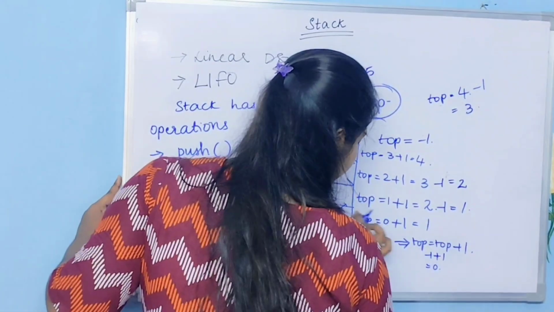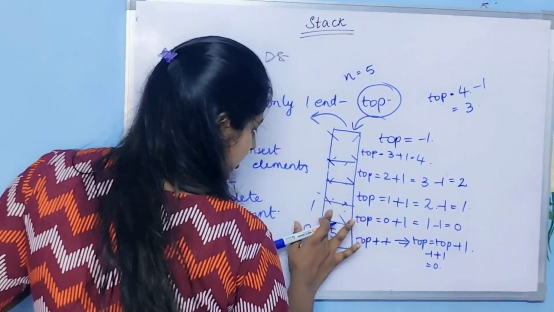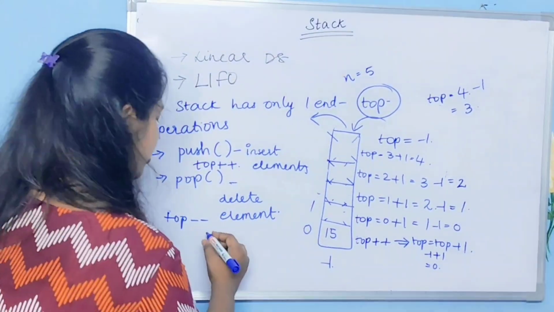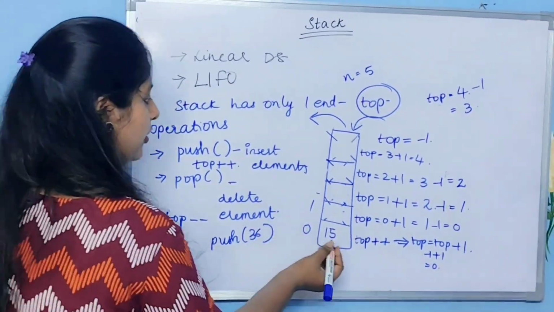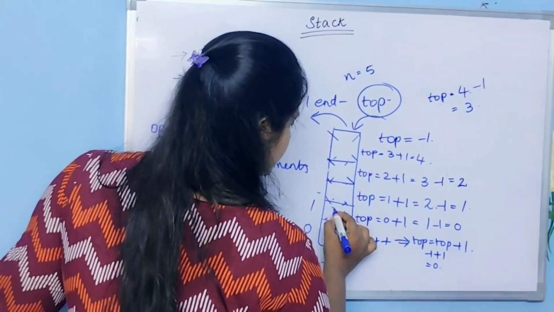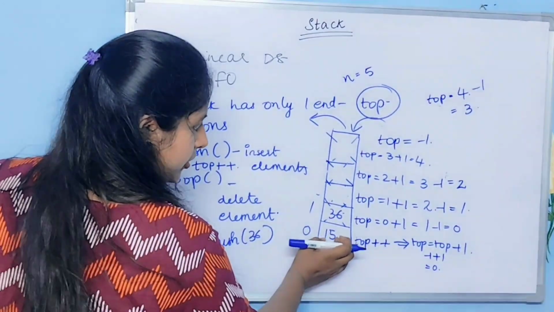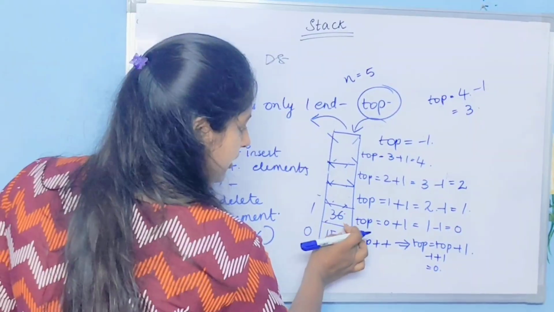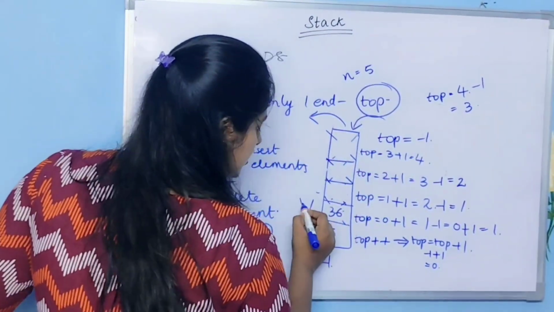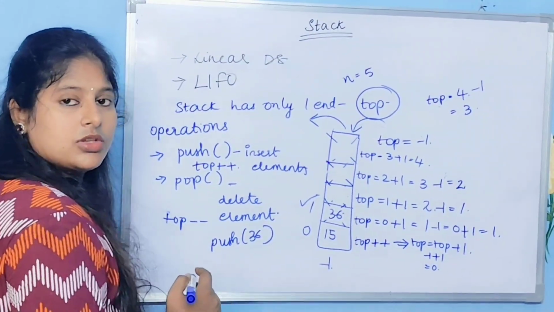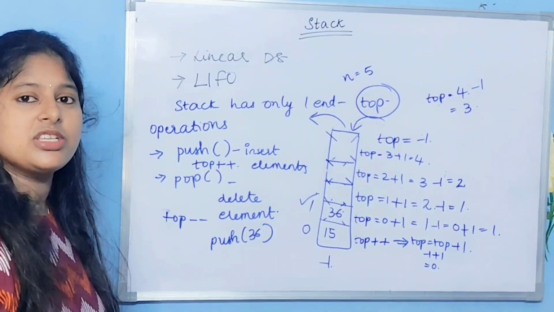So what is my top of 17? 1 minus 1 equals to 0. So after deleting this, 15 is left. Now I try to push elements once. Push 36. Okay. So now again value is inserted. Right? So now what happened? This was top before. Now you have inserted element again. So again it becomes 1. So this is my top right now. Okay. So you can perform push and pop operations simultaneously.